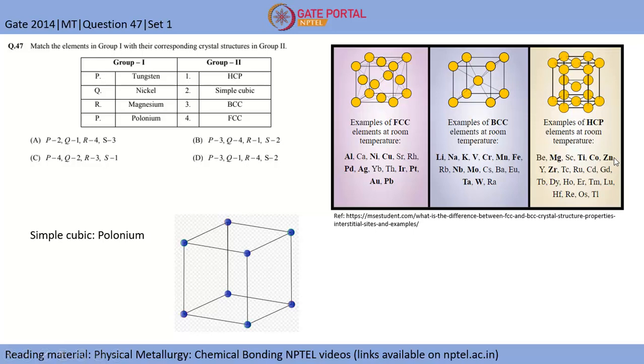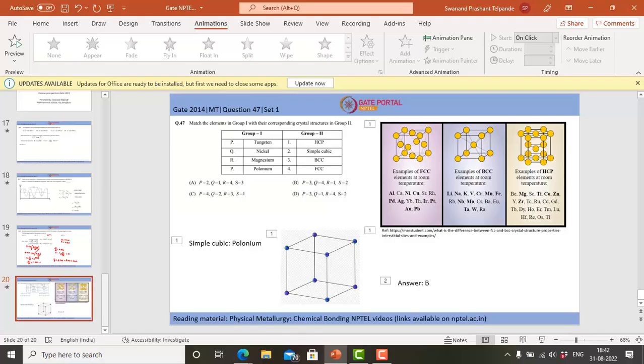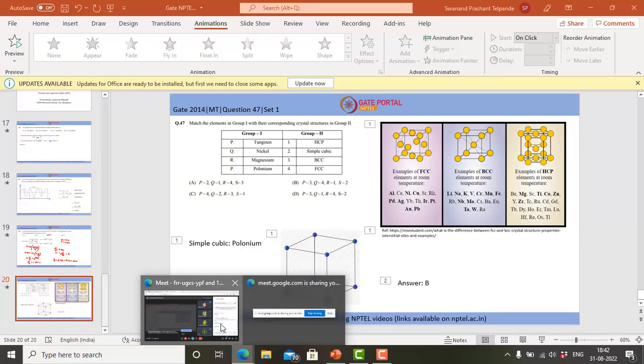So you need to learn these common elements and the crystal structures of those elements. And in simple cubic only one or two are there. Polonium is one of the widely known simple cubic materials. So you need to just learn them, otherwise there is no other technique to know. Okay, sir. Okay, yeah.